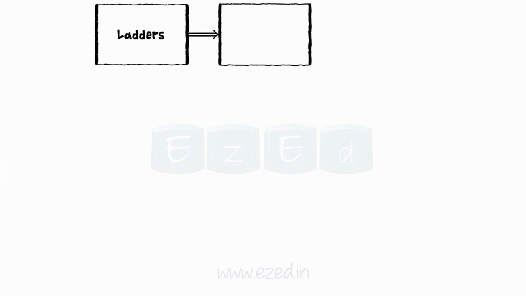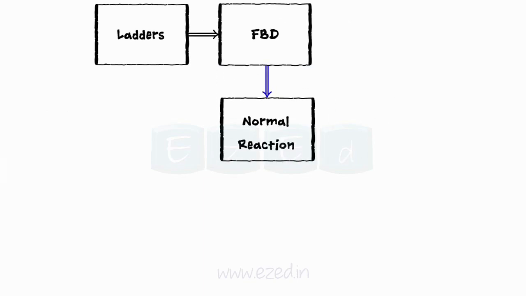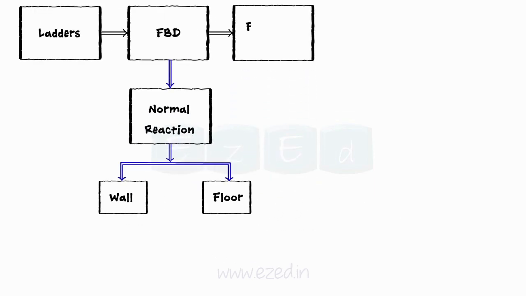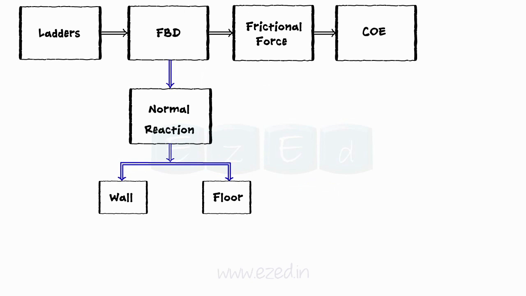We will see the way we draw the free body diagram of a ladder, show the normal reactions offered by the wall and the floor, compute the frictional force, and finally apply COE to the system to calculate the unknowns. Consider the following problem.